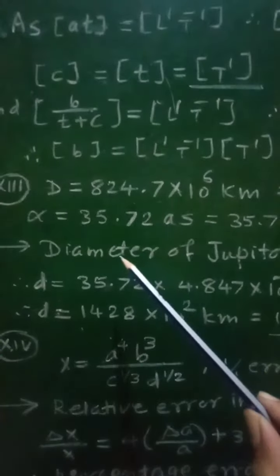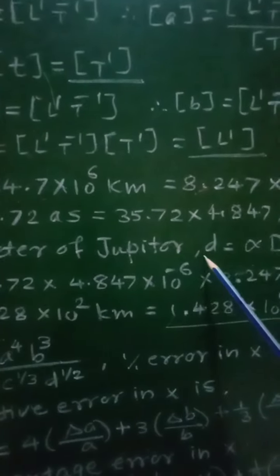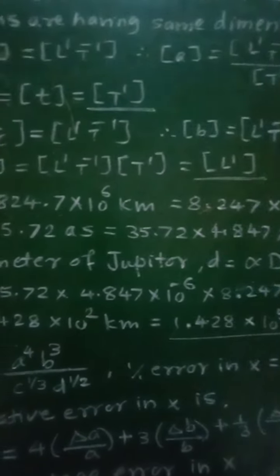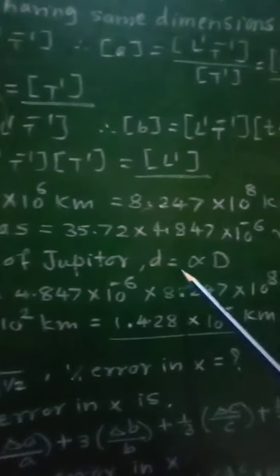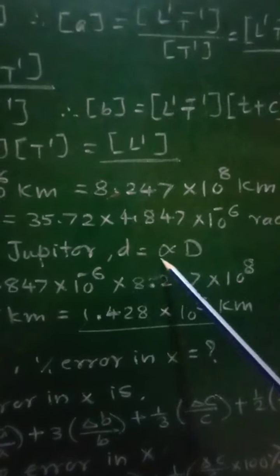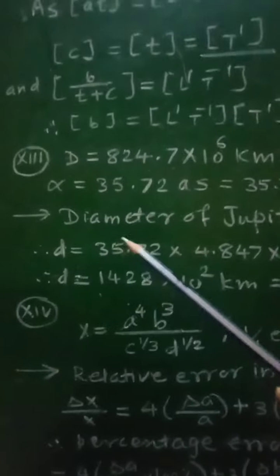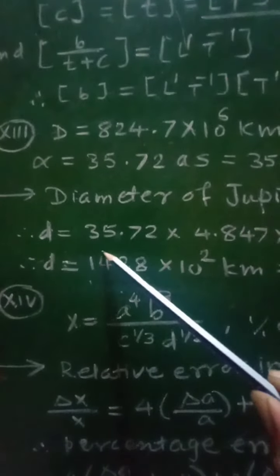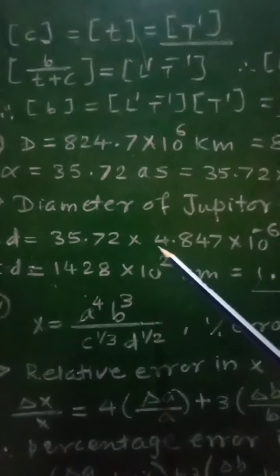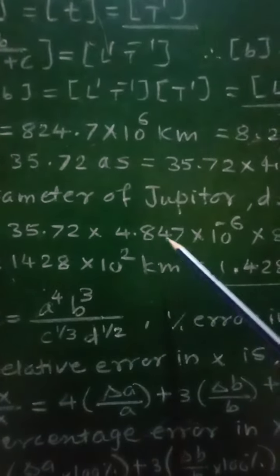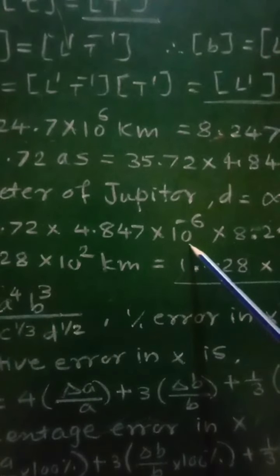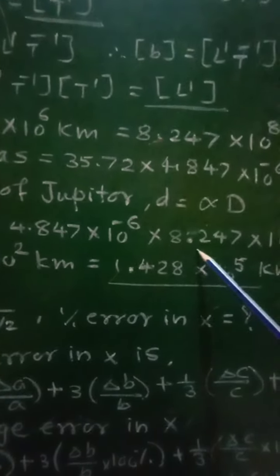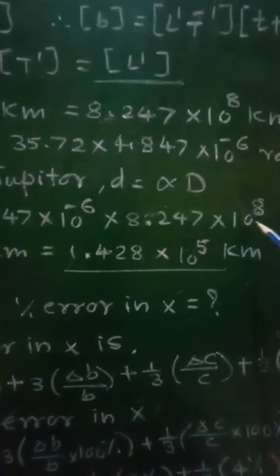And therefore the diameter of Jupiter will be given as d is equal to alpha times D. Putting the values, we will get diameter of Jupiter d is equal to 35.72 into 4.847 into 10 raised to minus 6 into 8.247 into 10 raised to 8.